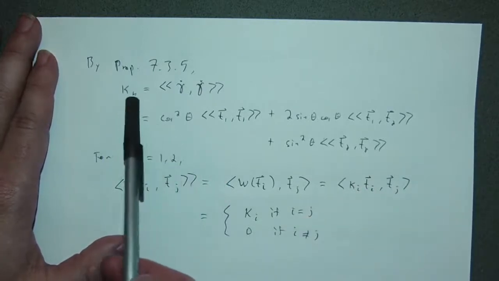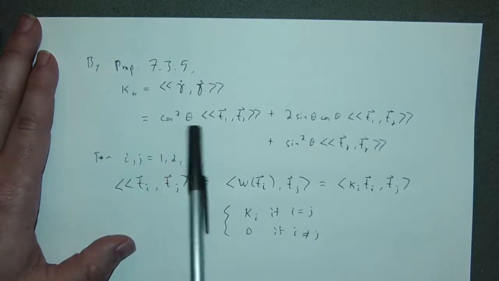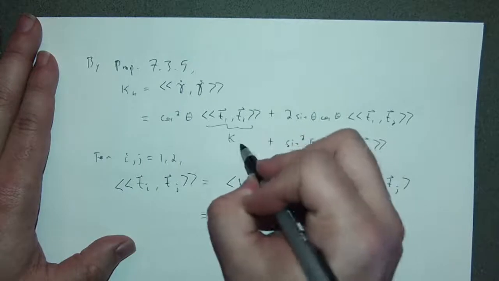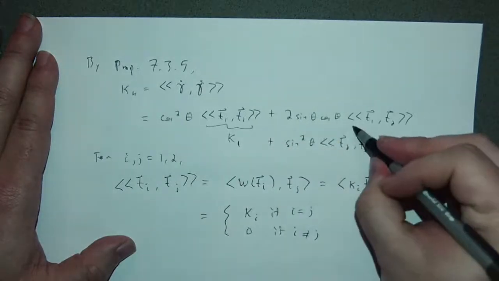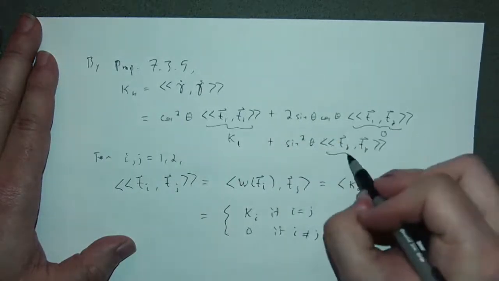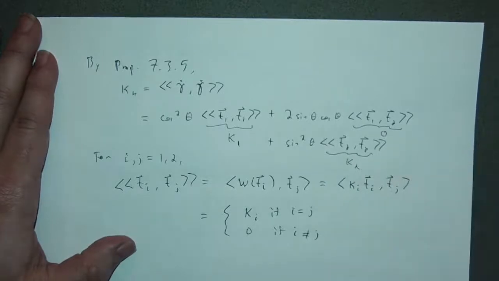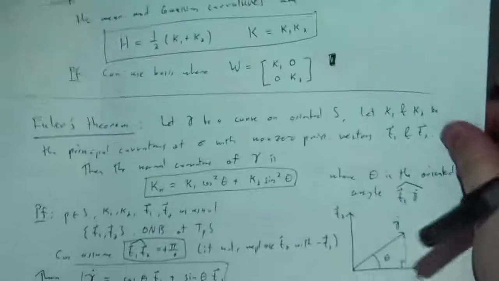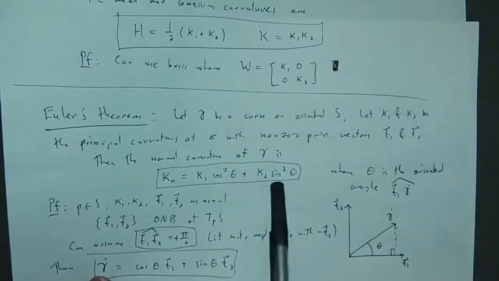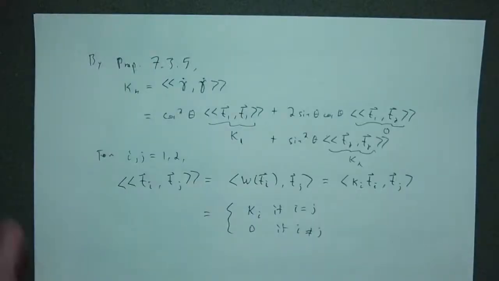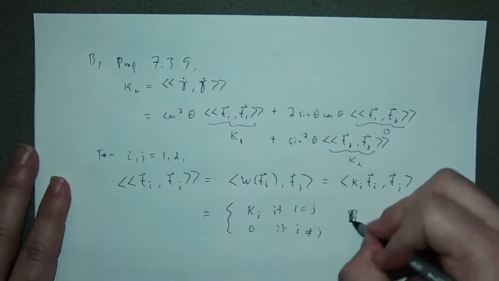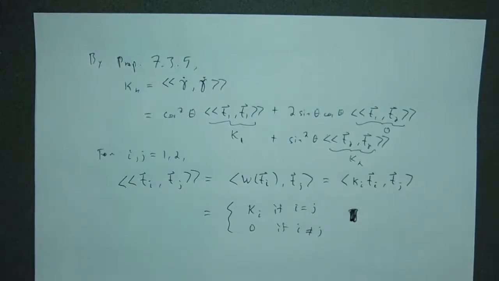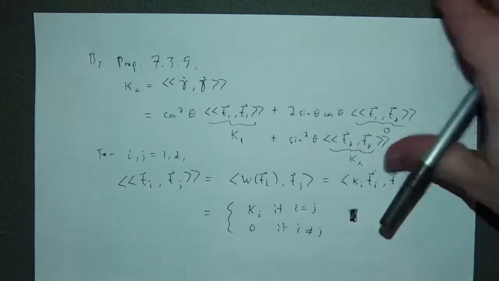And so what do we have here? We have that the normal curvature is cosine squared theta times kappa sub 1. This becomes 0, and this becomes kappa sub 2, which is exactly the statement of Euler's theorem. All right, there it is. So that does it.